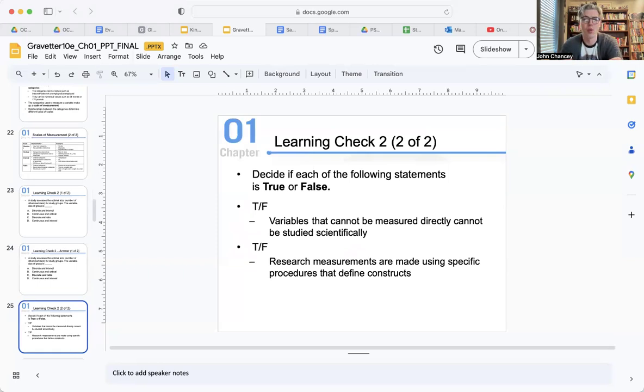Okay, same thing as before. True or false, decide if each statement is either true or false. First one, variables that cannot be measured directly cannot be studied scientifically. True or false? Research measurements are made using specific procedures that define constructs. So pause here, maybe write your answers down, and come back in just a moment. Here we go.